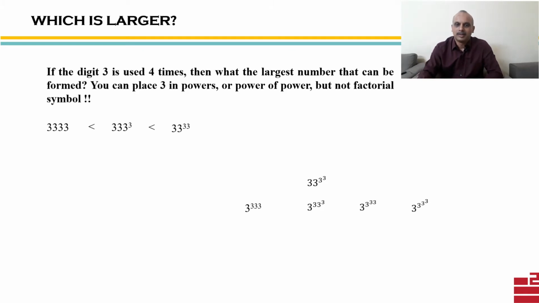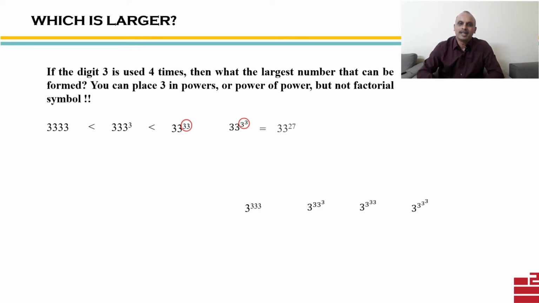Now let's talk of more pairs. We will now compare 33 to the power 33 versus 33 to the power 3 to the power 3. In these two numbers, observe that the bases are same, 33 and 33, but the power in the first one is 33, in the second one the power is 3 cube. Do you see that? Now in case of 3 cube, we know the value of this is 27, so the number becomes 33 to the power 27, and which is definitely less than 33 to the power 33 because 33 power is more than 27 power.